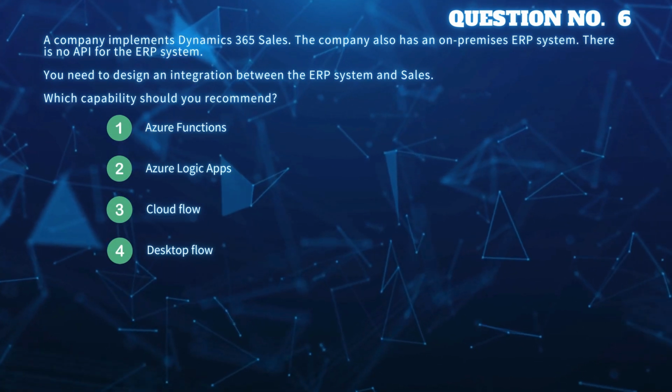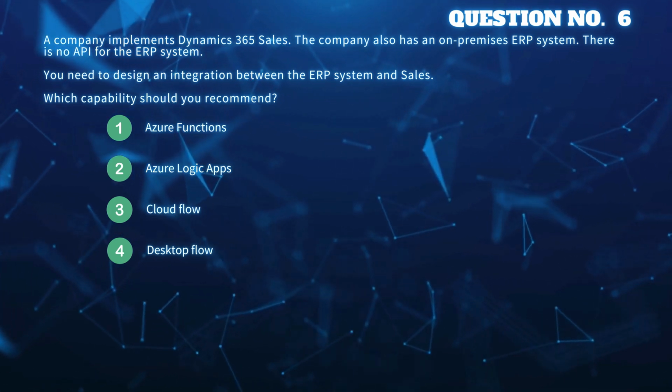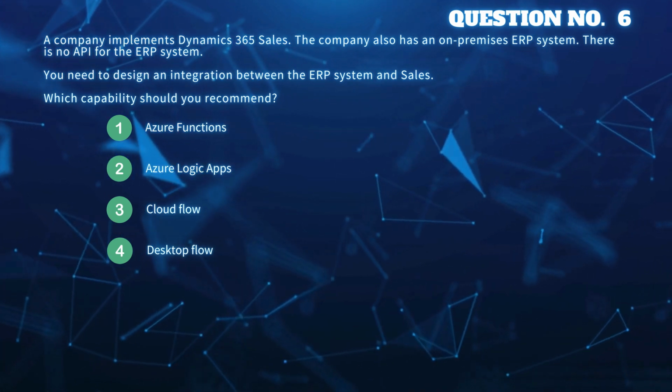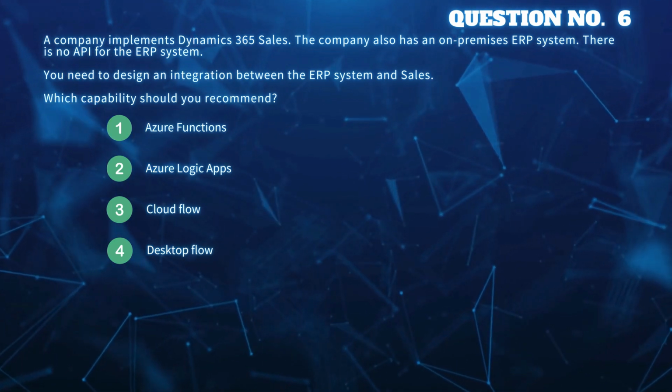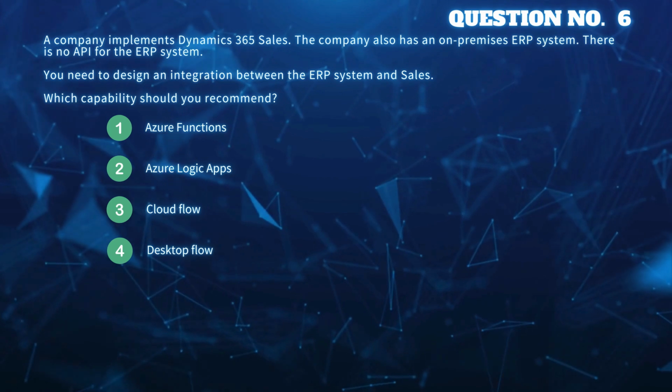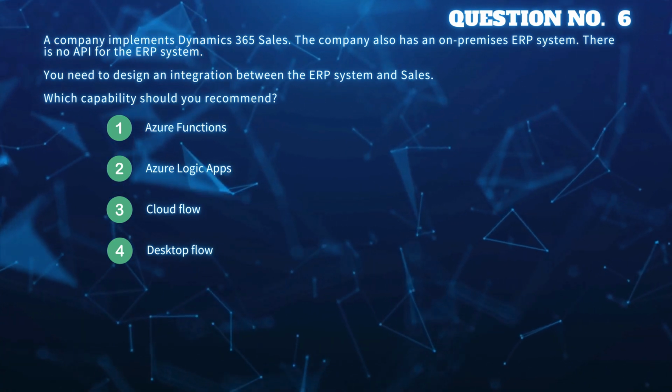A company implements Dynamics 365 Sales. The company also has an on-premises ERP system. There is no API for the ERP system. You need to design an integration between the ERP system and Sales. Which capability should you recommend?